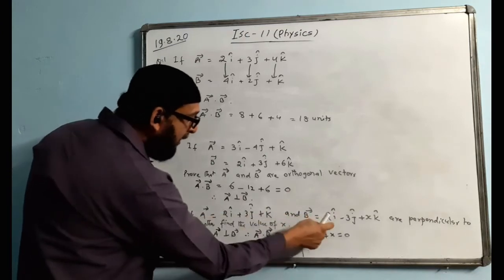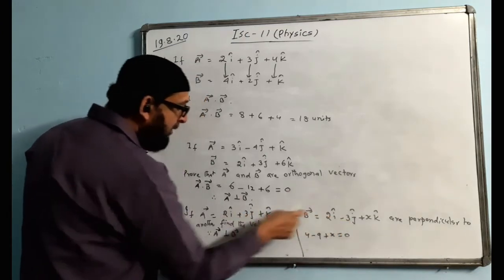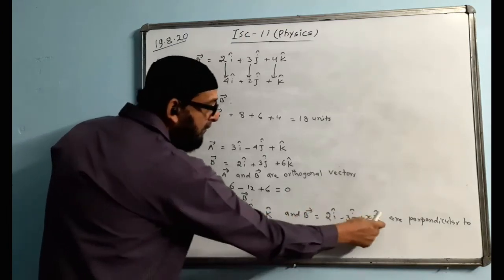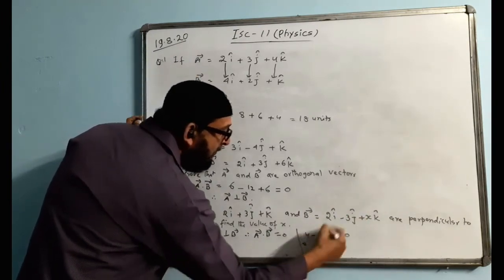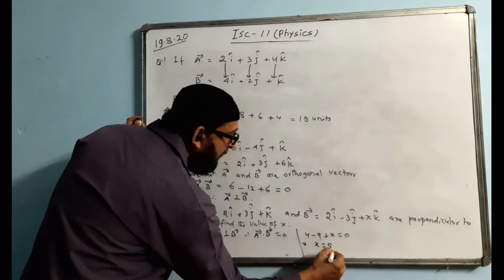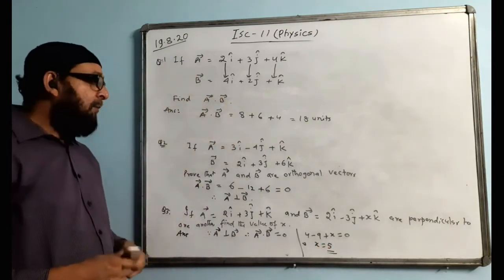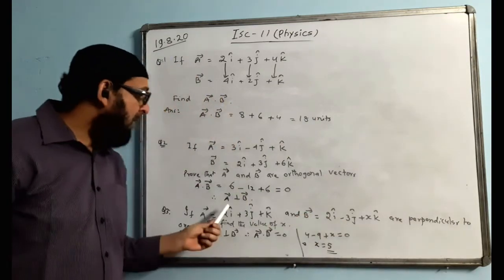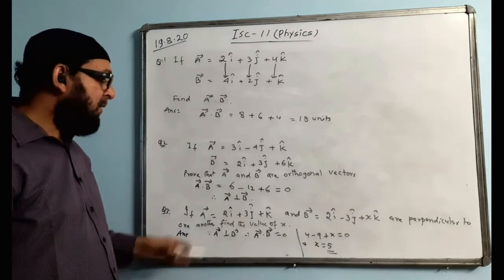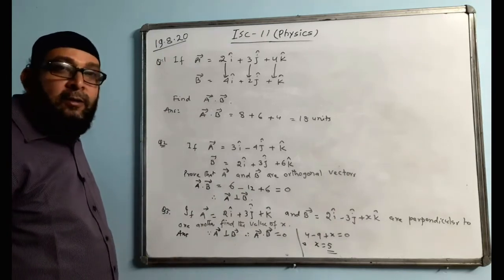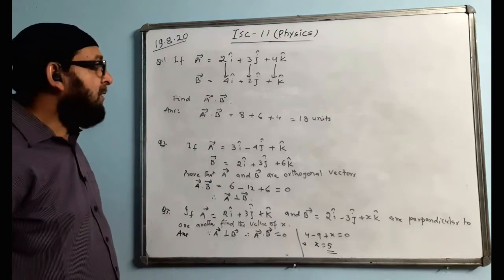I multiplied i with i only, j with j, and k's coefficient will be multiplied with the coefficient of k. What is the answer coming? Minus 5 will go that side. That means the x value is coming 5. That is the answer. When we put x equal to 5 and take the dot product between them, the answer will definitely come 0, and that means they will be perpendicular or orthogonal vectors.